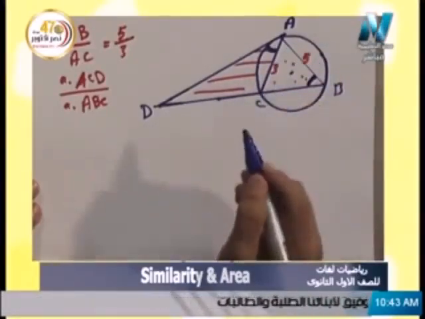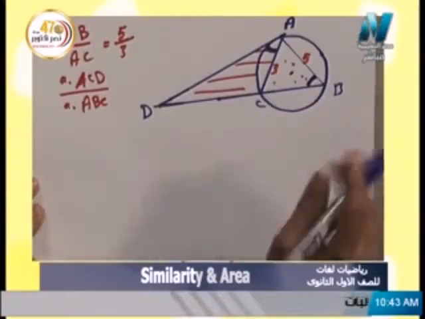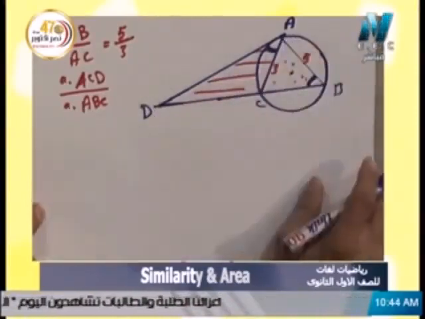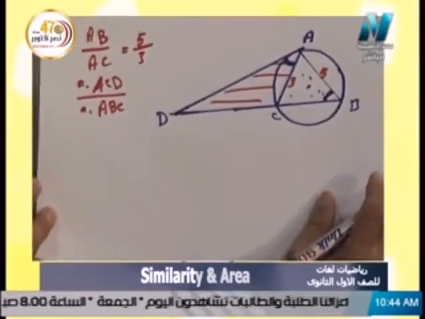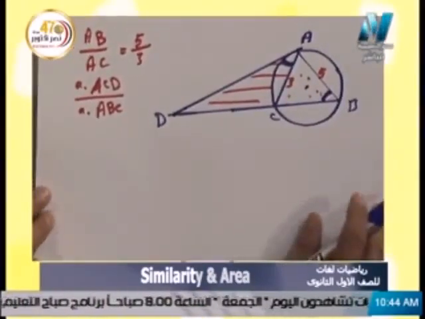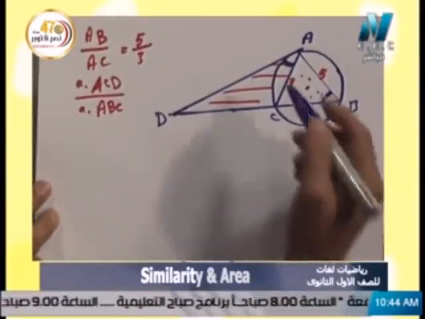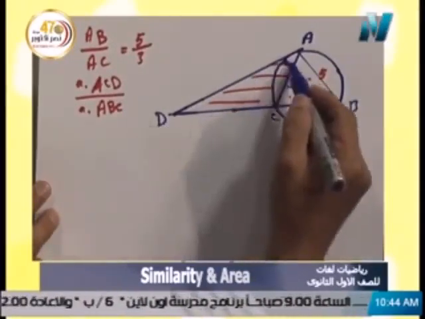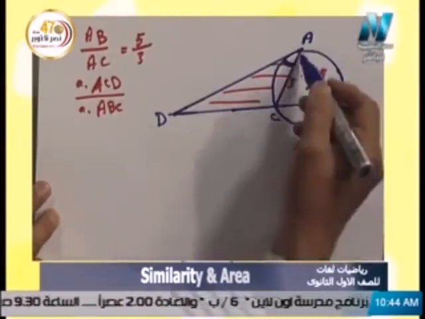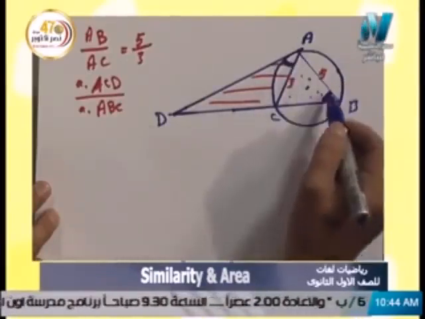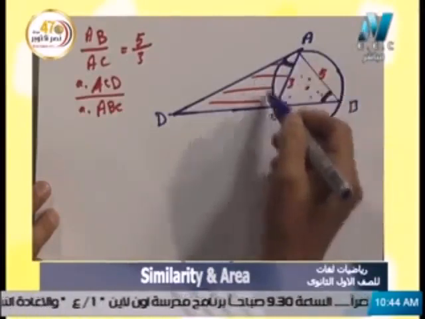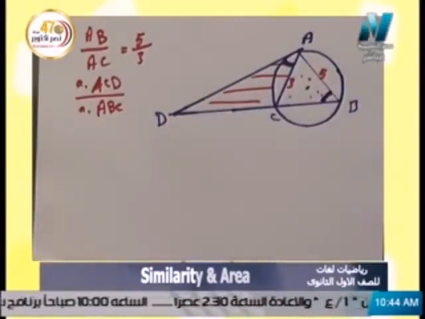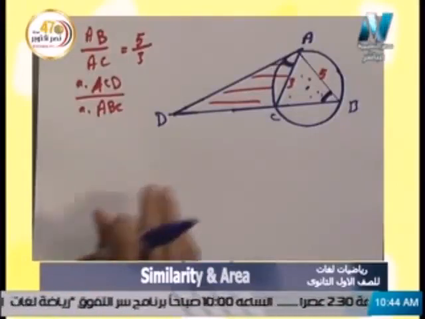So let us concentrate that the measure of the angle CAD, which is the angle of tangency, equals the inscribed angle ABC, subtended by the same arc AC. This is from our studying in third preparatory last year.